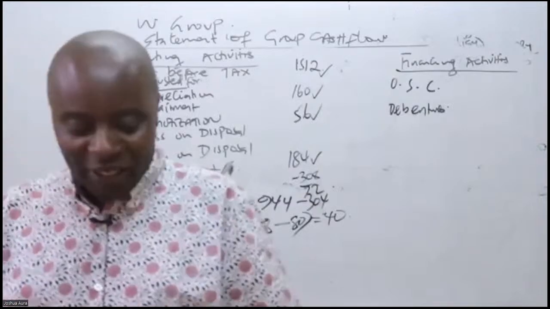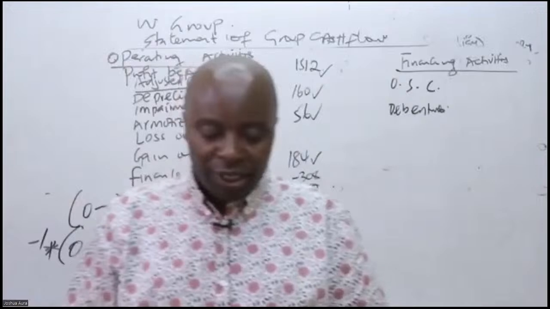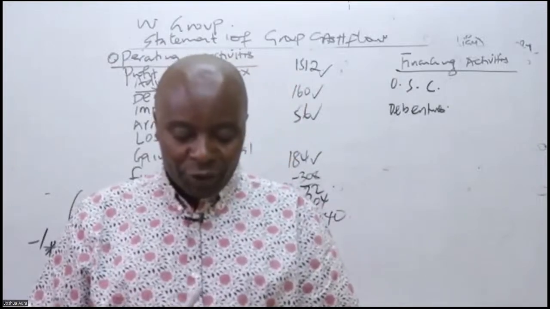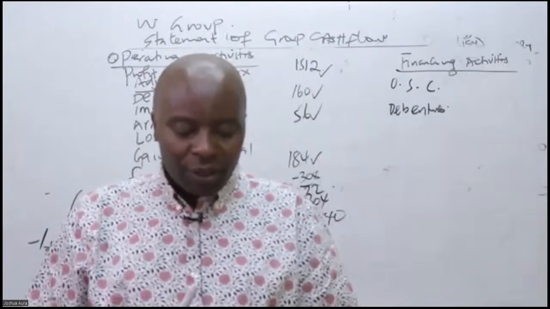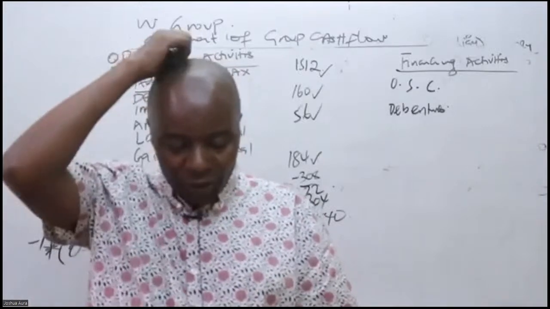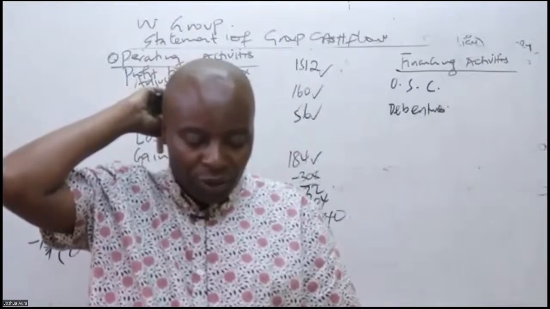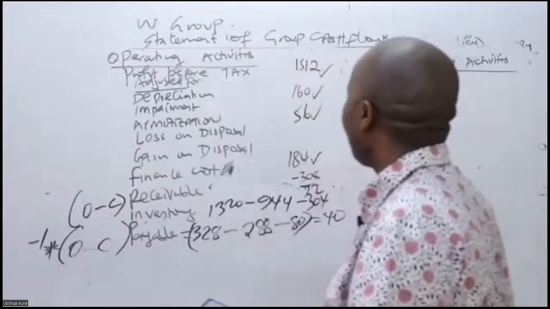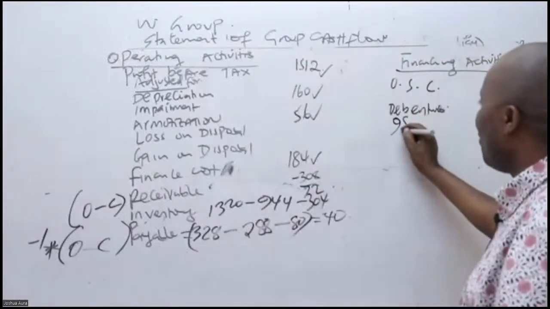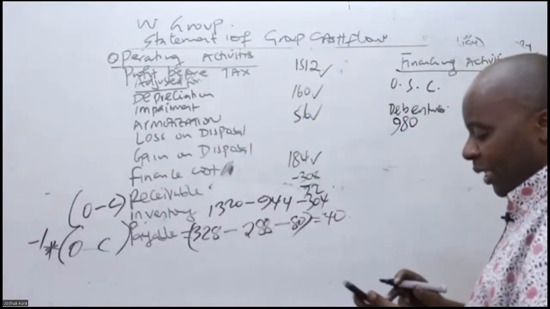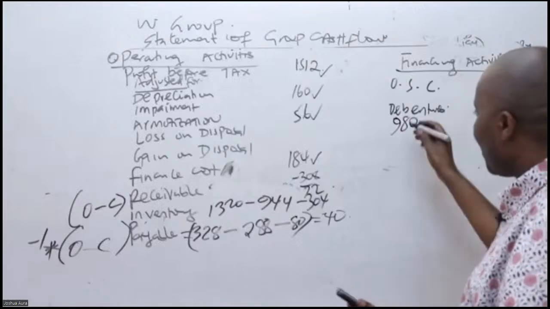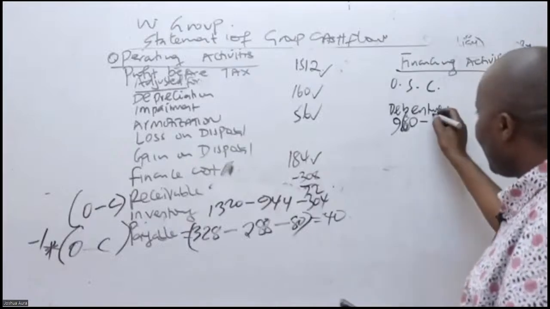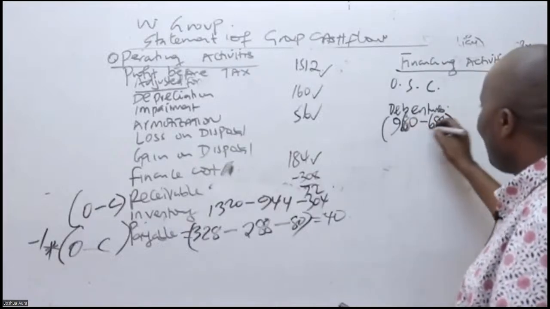Now, ladies and gentlemen, go to the debentures. For the debentures, in the balance sheet, I can see long-term loans. So opening balance is 960, closing balance is 688. That's very straightforward, if you can remember from your AFR. So 960 minus 688. And because it's a liability, multiply this with -1.